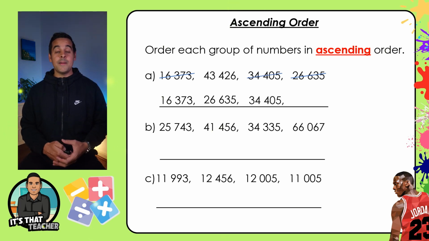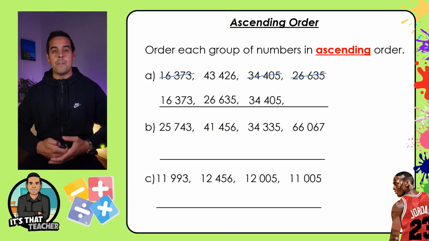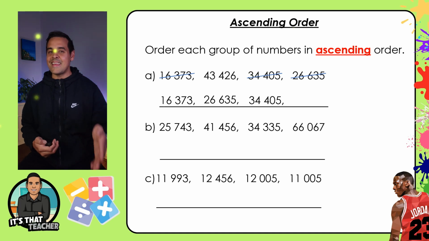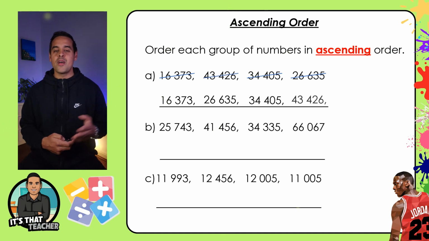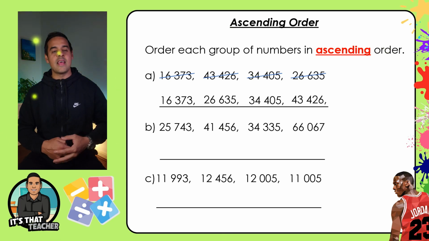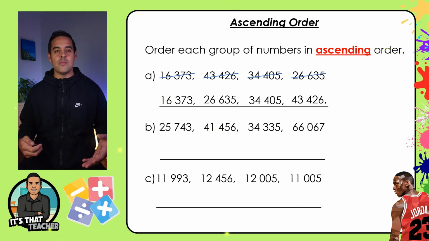34,405. Finally, there's no other numbers left. The beauty of this method is it gets easier each time you cross off a number. So the answer has to be 43,426.